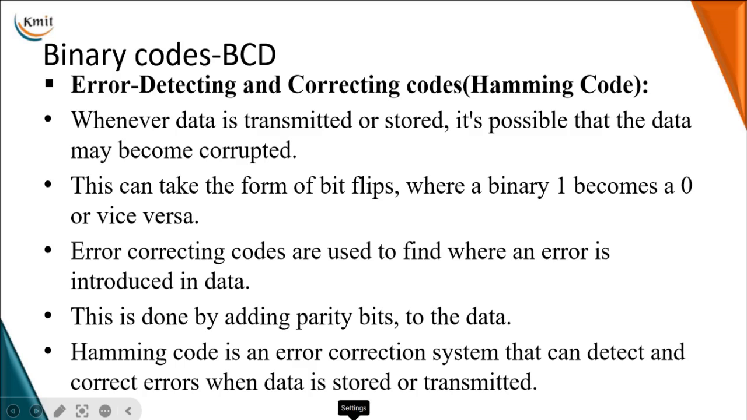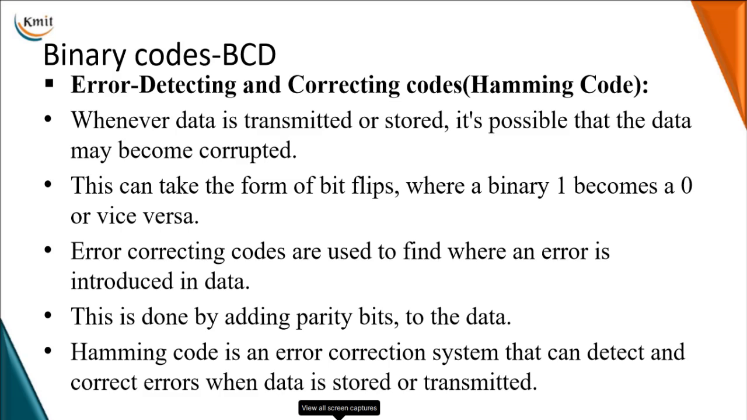Now, whenever we are going to transmit or store your data, there is a very high chance that data may be corrupted. Since the only possible values are ones and zeros, there is a high chance that bits may be flipped from 1 to 0 or 0 to 1. Error correction codes can detect the error, and we can also correct the error by finding where it occurred. This can be done by using parity bits.